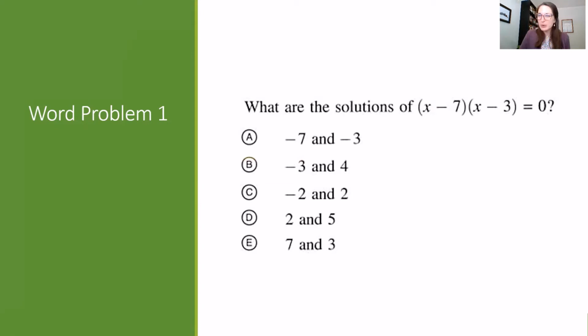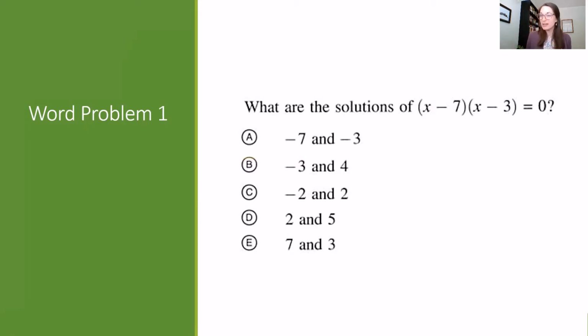Now, there are a couple things to notice here. First of all, it's not just asking us for one solution. It knows that there could be multiple solutions to get to this answer. So you'll see that all of our options have two numbers in them. Now, both the numbers have to work.